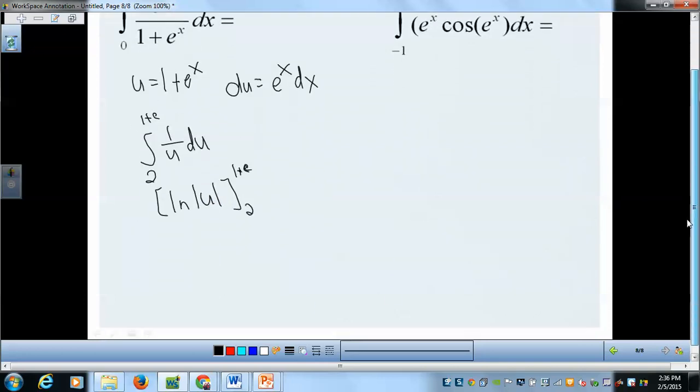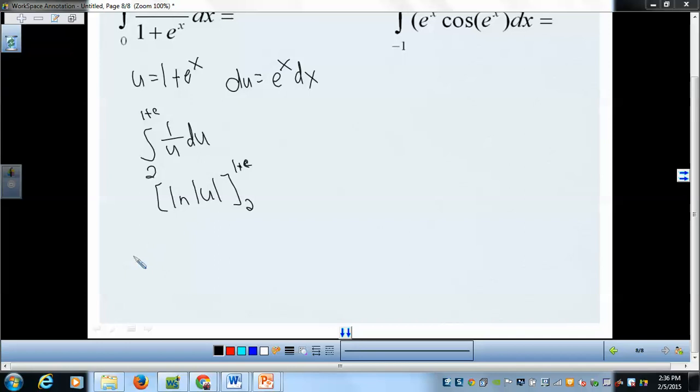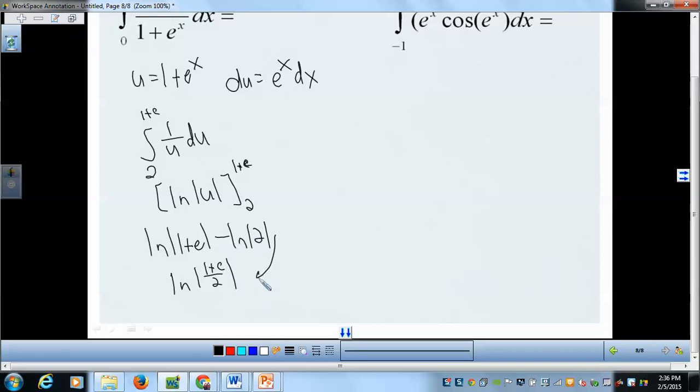Now, once we've put everything in terms of u, we don't have to go back in terms of x with a definite integral. So I would get the natural log of 1 plus e minus the natural log of 2, and that would be your answer. That's a perfectly good answer. It is the exact answer, and you can leave it in that form. Now, if you wanted to, you could use your properties to combine this, and if we're subtracting those, you could do the natural log of 1 plus e divided by 2. That's a great answer and a very legitimate non-calculator question that you could see, or something similar, on the AP exam.